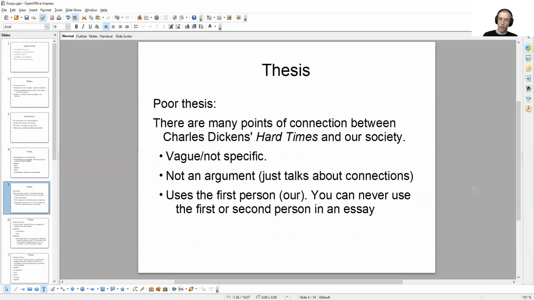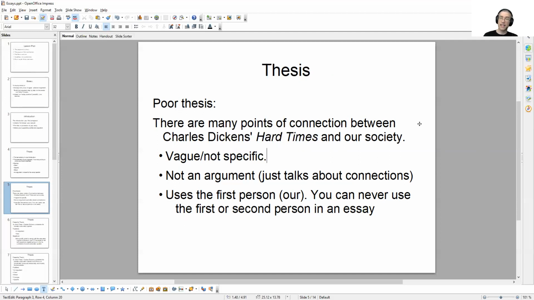As an example of a poor thesis, dealing with Charles Dickens' novel, Hard Times. And because it is a novel, we have it in italics. As we've talked about before, play titles and the titles of novels are in italics. Also, film titles are in italics. Short stories and poems are in quotation marks. So, poor thesis. There are many points of connection between Charles Dickens' Hard Times and our society.